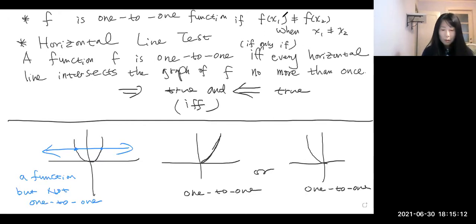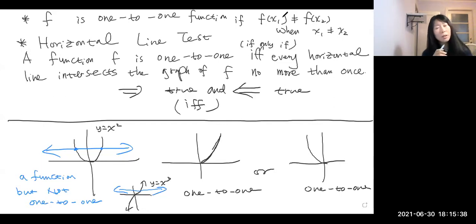So any function, maybe another one, x cubed, right? So we have the horizontal line test. So we draw anywhere in the graph and then draw the horizontal line here. And how many points intersect there? It's one. So we call this a one-to-one function as well, okay? All right.